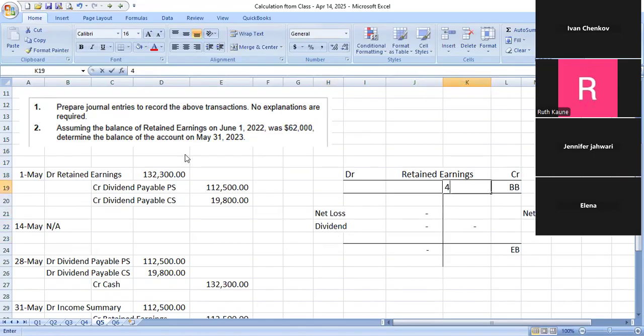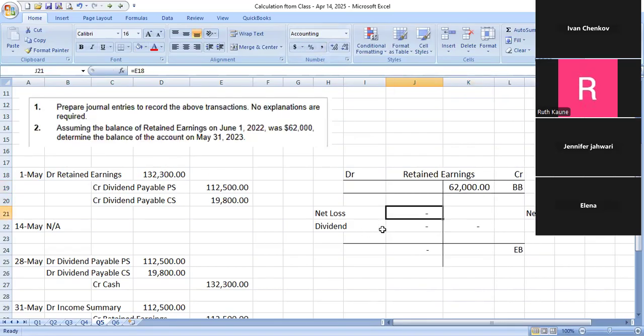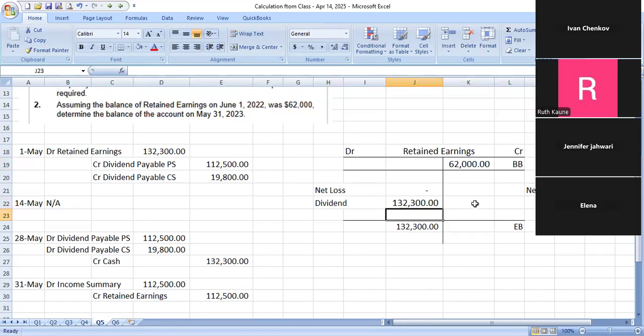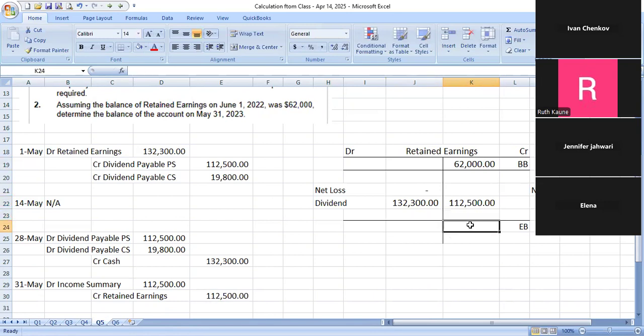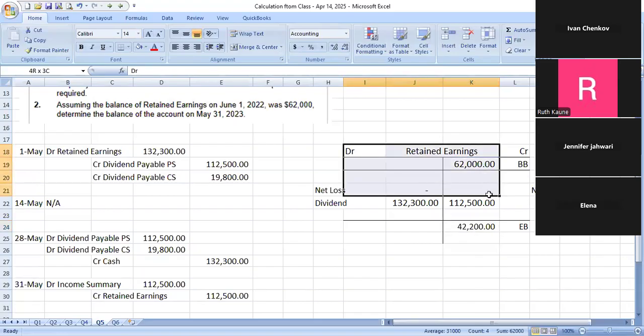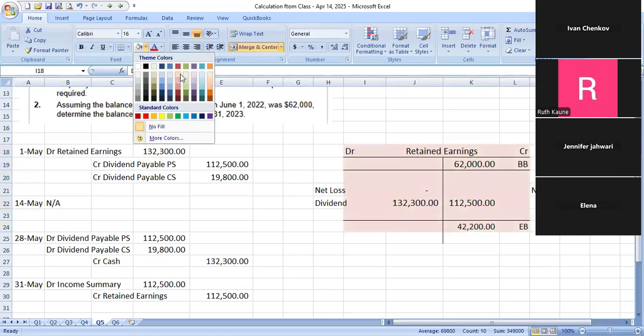So we have the beginning balance 62,000. That's our beginning balance. What else happened? First, we show this on the dividend. We reduce the account with that much. Then we show from the income summary that amount coming into the retained earnings. So where is our retained earnings at the end of the period? It will be this one plus that one minus that one, and our retained earnings is going to be 42,200 ending balance. Make sense? Okay.